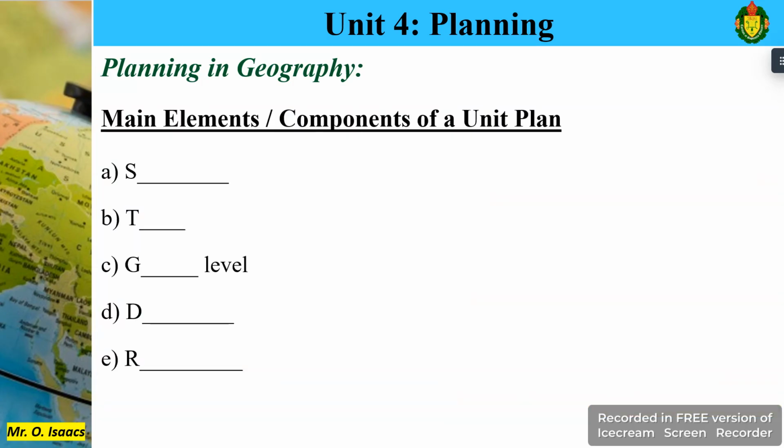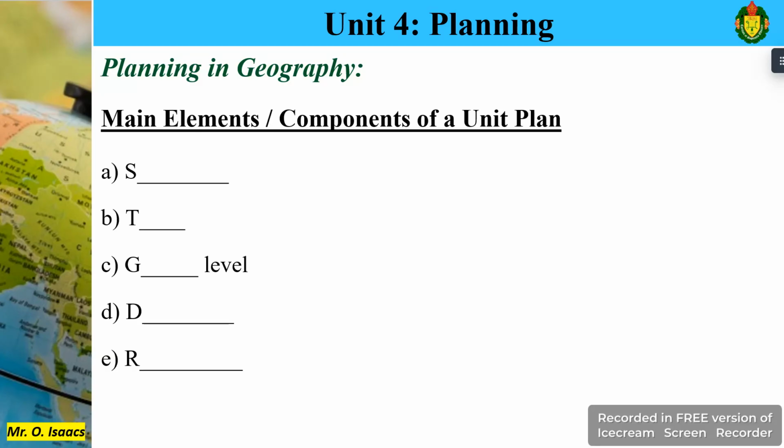So let's look at the main elements or components of a unit plan. The first one there, the subject, if you got that correct. The other one, you have to consider the topic or the theme itself. Next, grade level, after which you have to also consider the duration. So how long is it going to be? Is it for a term? Is it for 3 terms? You decide. And you need a rationale as to why you are putting this together.